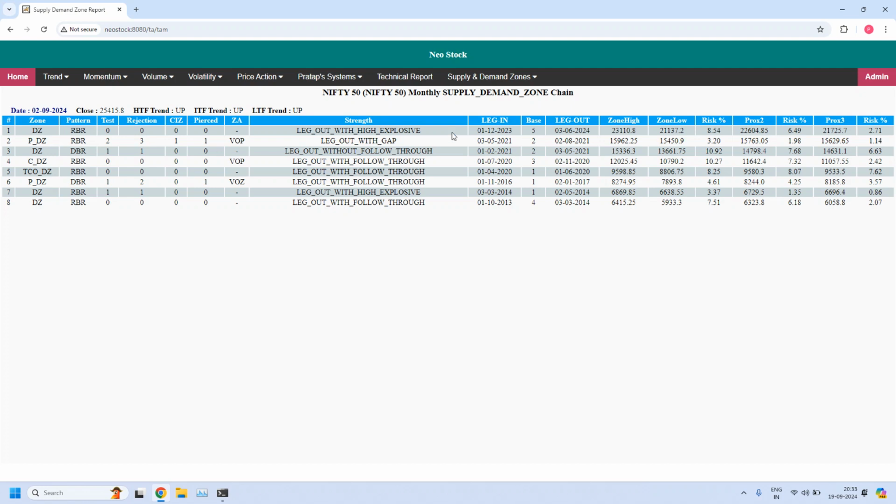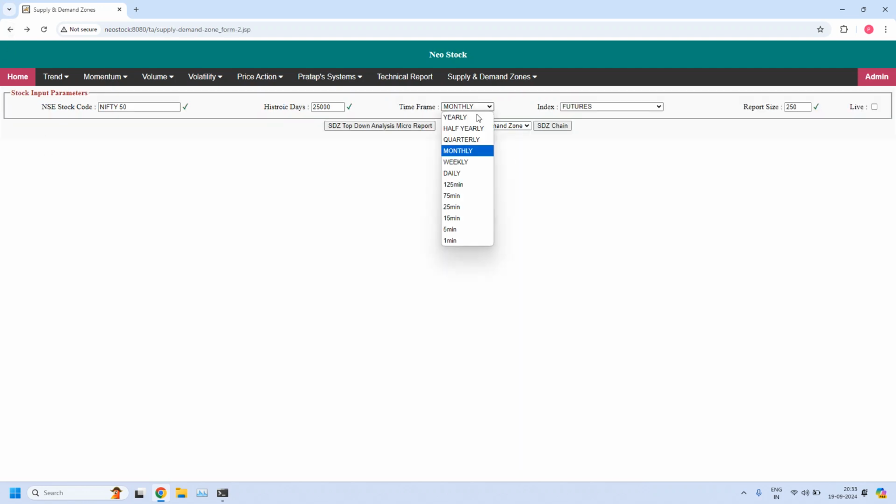And also look into the trend in the LTF trend. Whichever the time frame you select, that will be treated as LTF trend. One time frame higher is ITF, one more time frame higher is HTF. This is the way you have to understand for the remaining reports from different time frames. Okay, now next time frame is weekly. I am generating weekly supply demand zone chain for NIFTY.